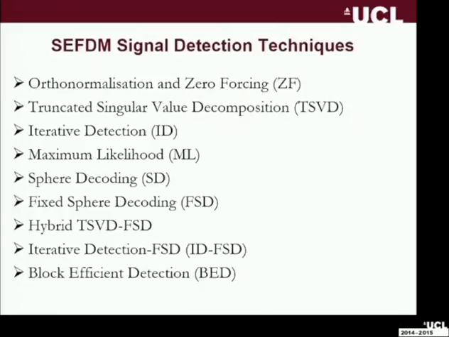Iterative detection was another thing we tried. Maximum likelihood was for only small system sizes, and was quickly found that it cannot be implemented in practice. And then sphere decoding, which we just discussed, and then a fixed sphere decoding, which fixes the complexity of sphere decoding, and I'll talk about that in a bit. And then we tried a number of different hybrid schemes.